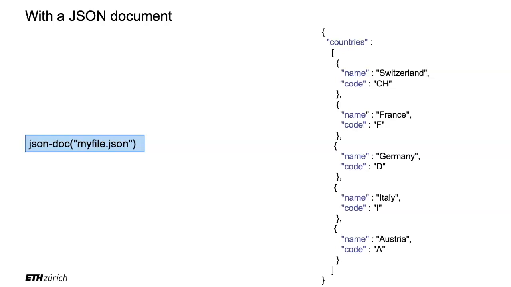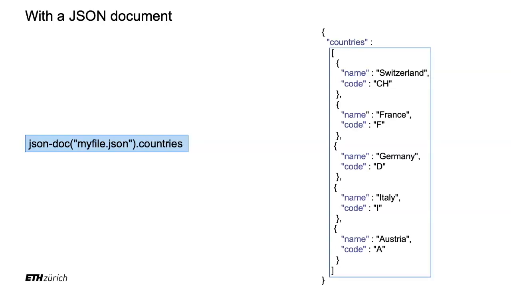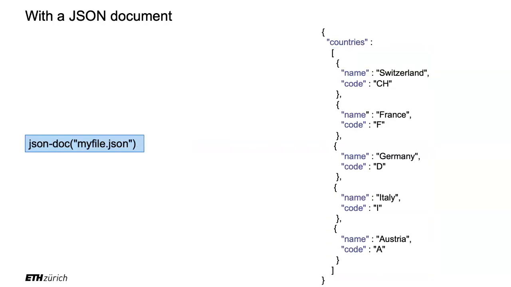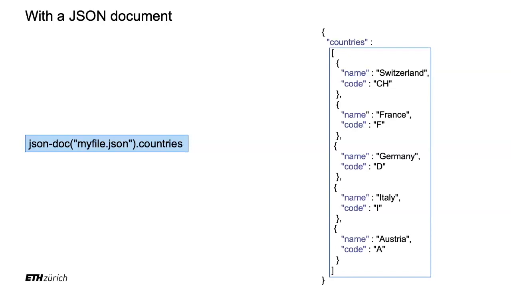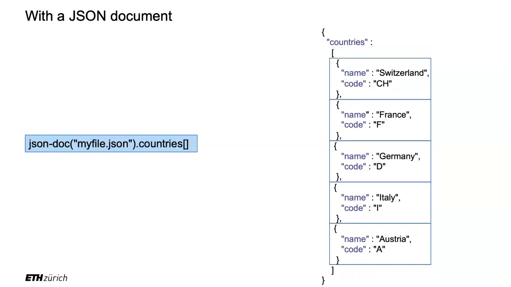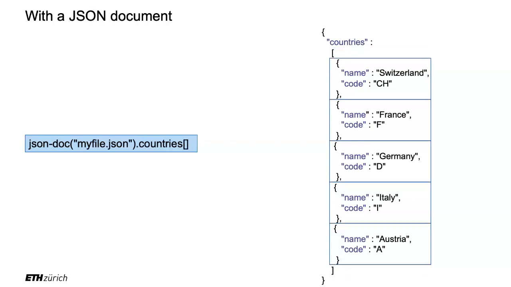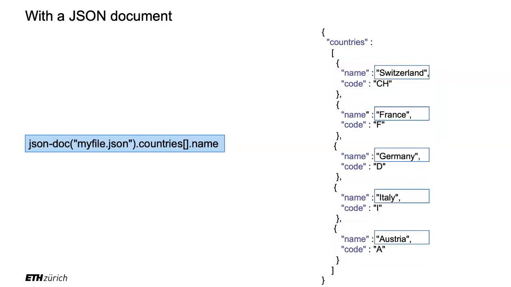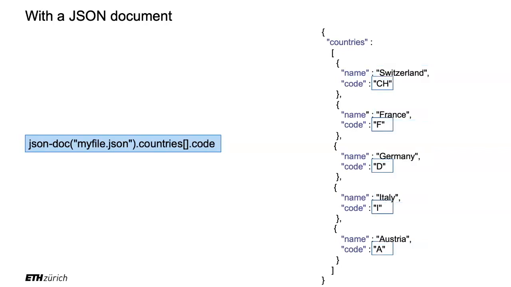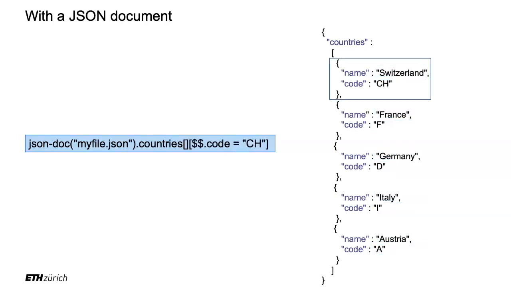So I get a sequence of one item that is an object. Then I add dot countries. So in that case, countries is an array. So I get a sequence of one array in that case. What if I add this unboxing, so the double square brackets, I unbox the array into a sequence of how many items? 5. So this is a sequence of 5 objects. Now dot name gives me a sequence of 5 strings, right? These are the ones that I illustrate in there. I could do code instead and so on. So you see how it works.